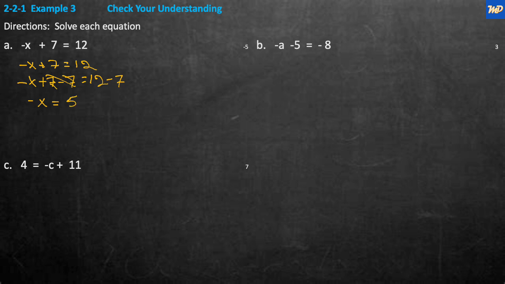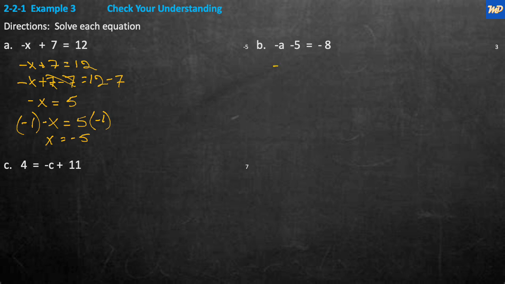So now we have a negative x. We can't have negative x. It has to be a coefficient of a positive 1. And this is a coefficient 1, but it's a -1. So we have to multiply both sides by -1. So -1 times negative x equals 5 times -1. When we do that, the two negatives cancel, and we end up with x equals, a positive and a negative is a negative, -5. There's that answer.